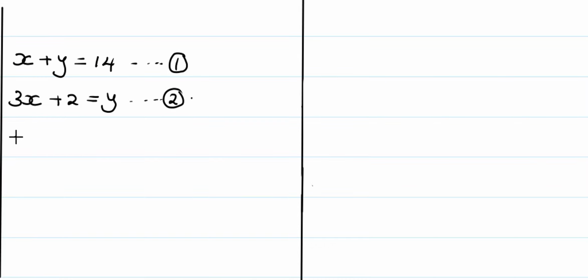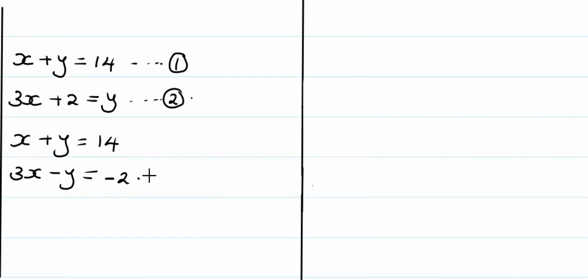So the first one is okay, x plus y is equals to 14. That one is okay. Then the second one, I can say it is 3x, then I take this y on the other side, minus y is equals to, then I take this 2 on this right side, it will be negative 2, like that.